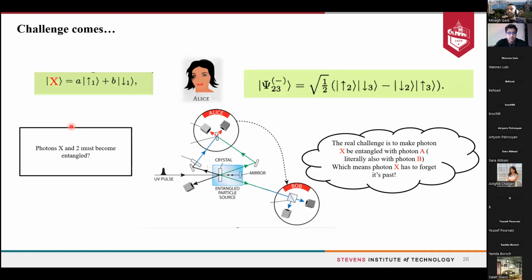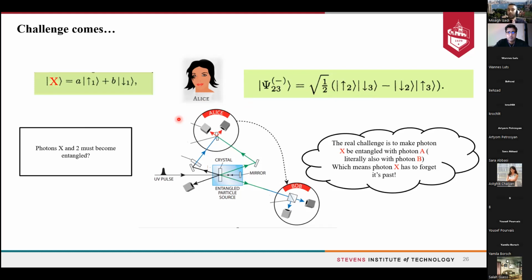The second step is a real challenge, and it was a real challenge for Zeilinger's group at the time, because generating entangled pairs is not a big deal. Today, we can do it in all laboratories across the world. Of course, in 1997, the first time, it was really hard for them, but not that much of a big deal. The real challenge comes at this step. You want to make photon X entangled with photon 2, which is itself entangled with photon 3. You want to make these 3 photons entangled. It means you have to force these particles, especially photon X, to forget its past.